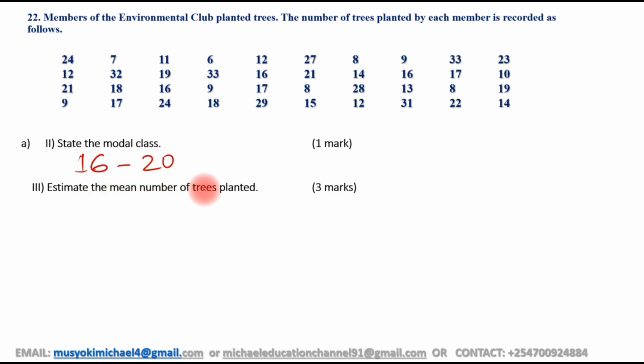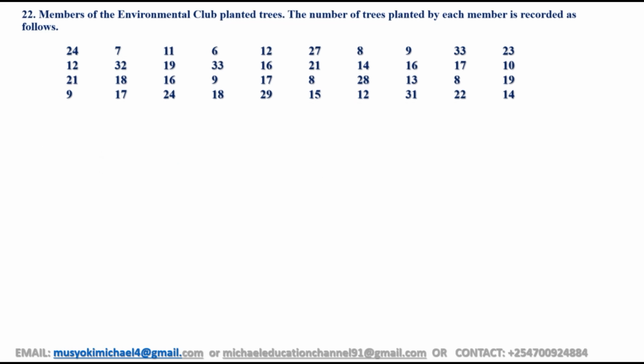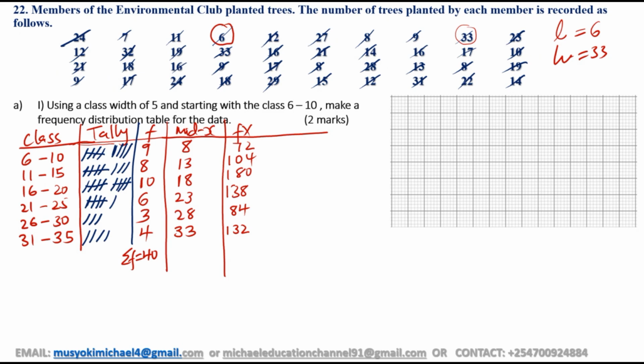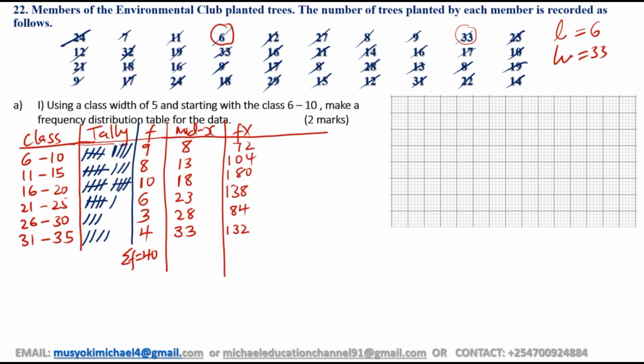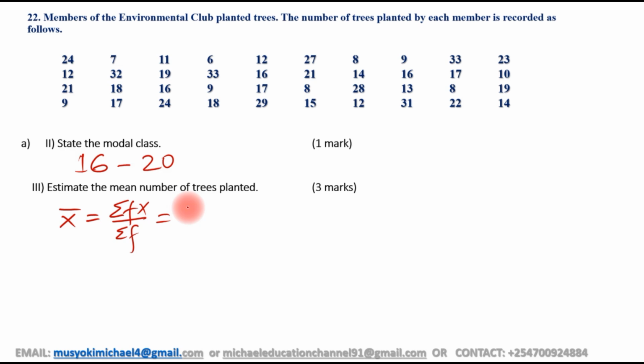Then estimate the mean number of trees planted. So mean is given by sigma fx over sigma f, and therefore for our case the sigma fx, if it is added, we are going to get 710. So sigma fx is 710, sigma f is 40. So that will be 710 divided by 40. And this you end up getting 17.75.